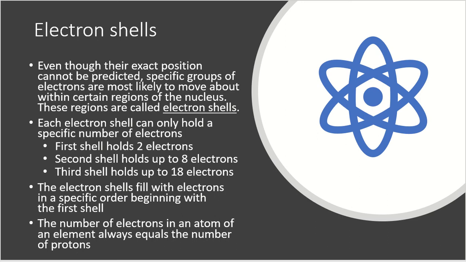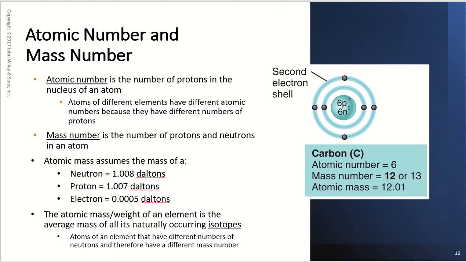So electron shells are going to be filled with electrons in a specific order, beginning with that first shell. If an atom only has 2 electrons, those 2 electrons are going to reside in that first shell. However, if an atom has 3 electrons, there are going to be 2 electrons in that first shell and then 1 in that second shell. But that second shell can hold up to 8. So the number of electrons in an atom of an element is always going to be equal to the number of protons. All right, this is going to give it a net neutral charge overall.